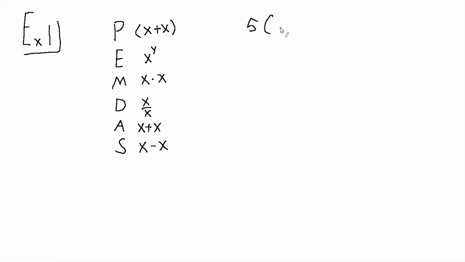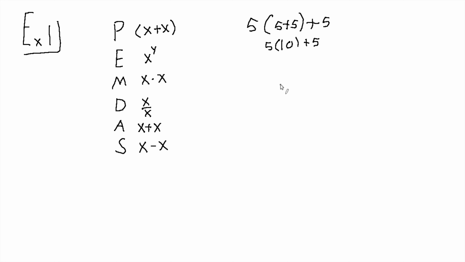We have 5 times the parentheses, 5 plus 5, end of parentheses, with 5 added onto the end. The first thing that you need to do is indicated by PEMDAS: parentheses. Anything that's in parentheses needs to be taken care of first. So the 5 plus 5 needs to be done first. 5 plus 5 is 10. Then you bring everything down as is.